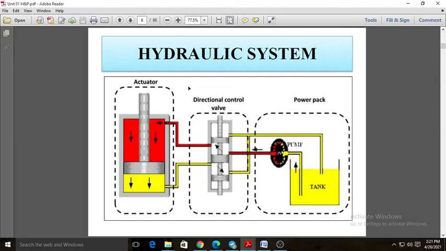Okay, so these are the important parts of the hydraulic system. First one is the power pack, then the direction control valve and the actuator. Here you can see the pump is connected to the direction control valve and the tank. The actuator is the part which converts the energy of the fluid into mechanical work.